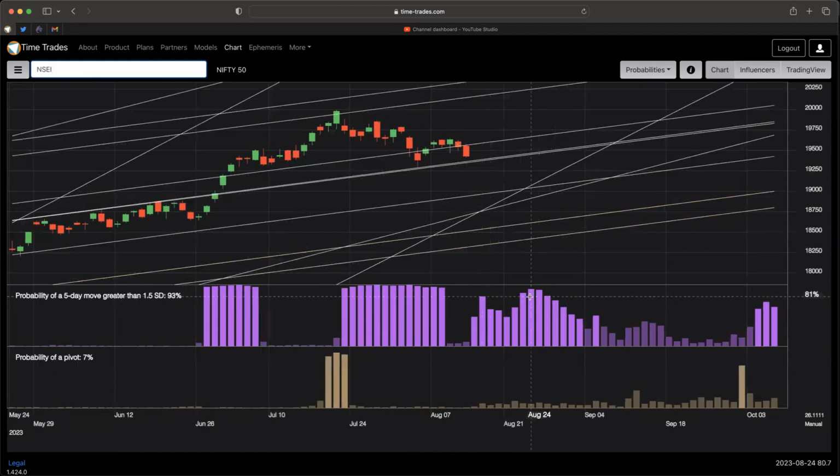So what we are learning from the time trades forecast is it looks like we've got probabilities of a strong move through August 24th. So we can use that information to our advantage. And once we get confirmation of a move starting, then we can trade that through till late August using this price forecast that we've got here.